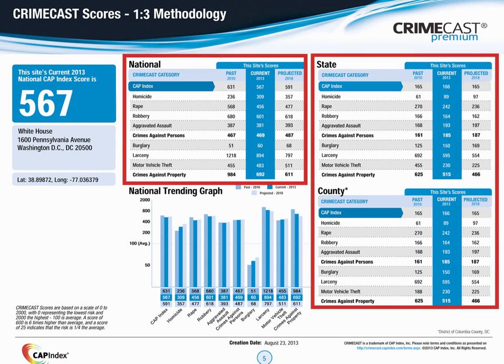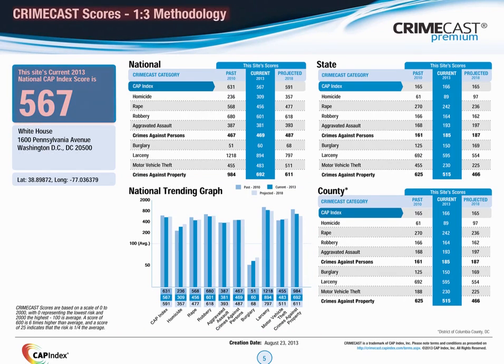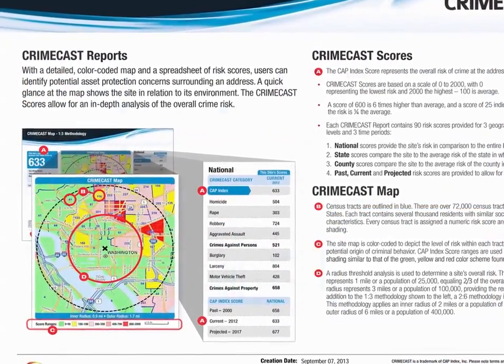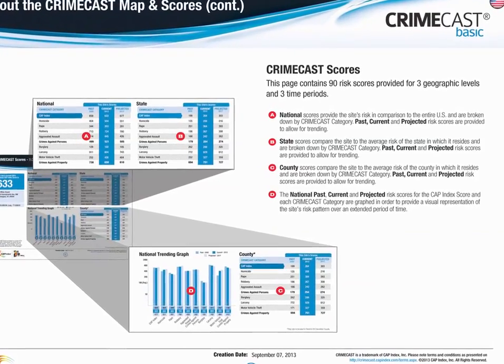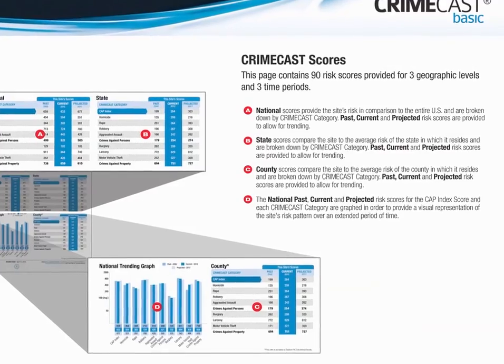The information is presented in 3 tables showing national, state, and county data for the past, present, and future. In addition, the national information is also presented graphically to highlight trending patterns. If you have a premium report, the information is presented for both the 1-3 and the 2-6 methodologies, providing an additional risk perspective and 180 total data points. The basic report concludes with 2 pages similar to what we just covered, explaining how to read CRIMECAST reports and maps. Assistance with report interpretation is always readily available.